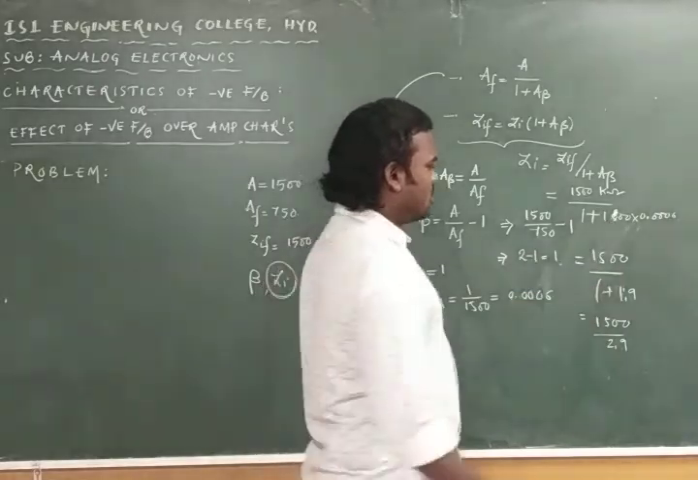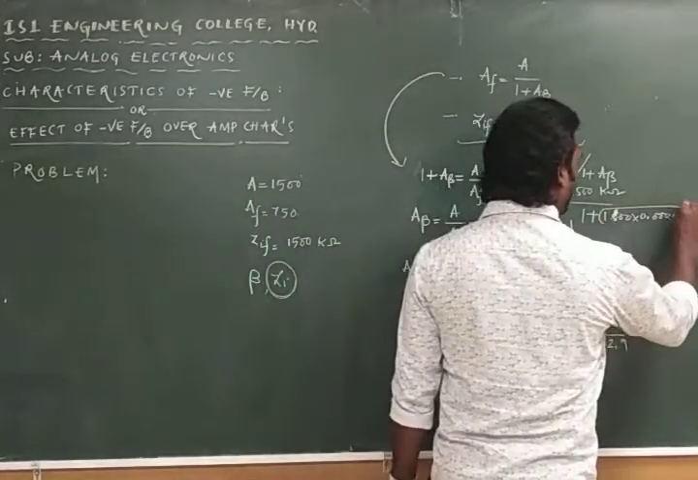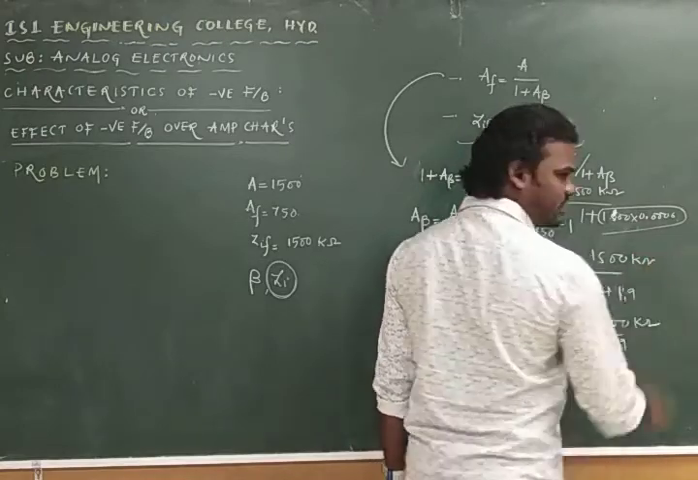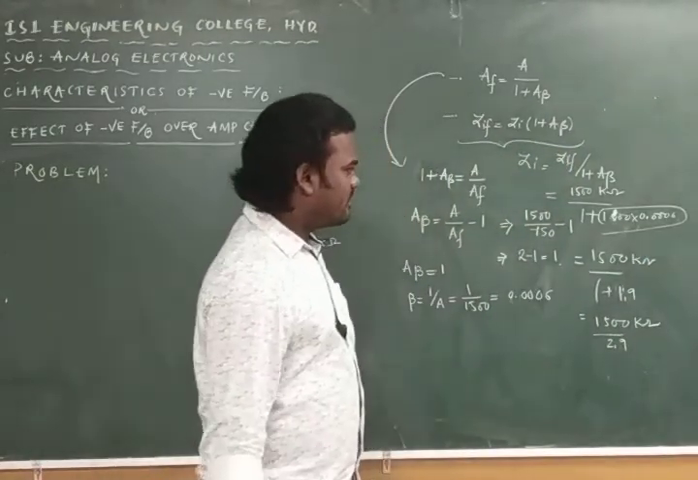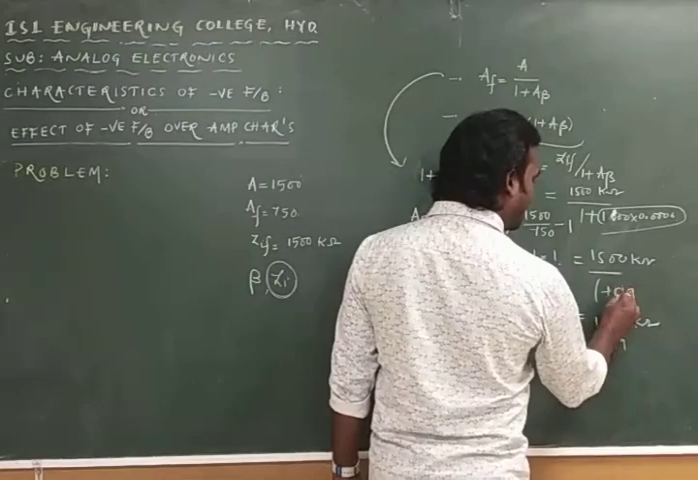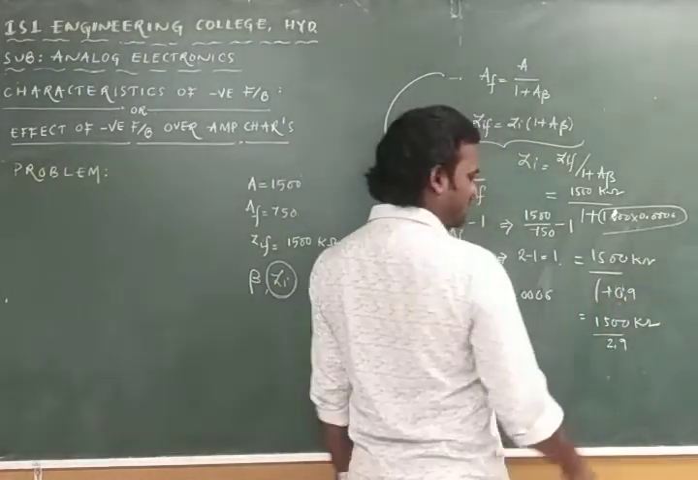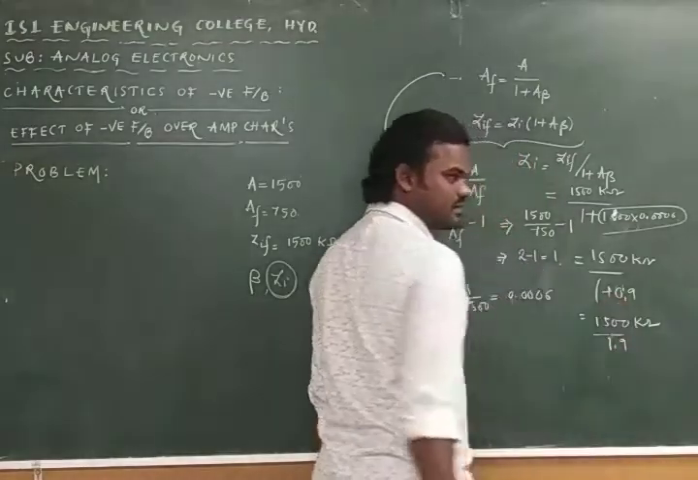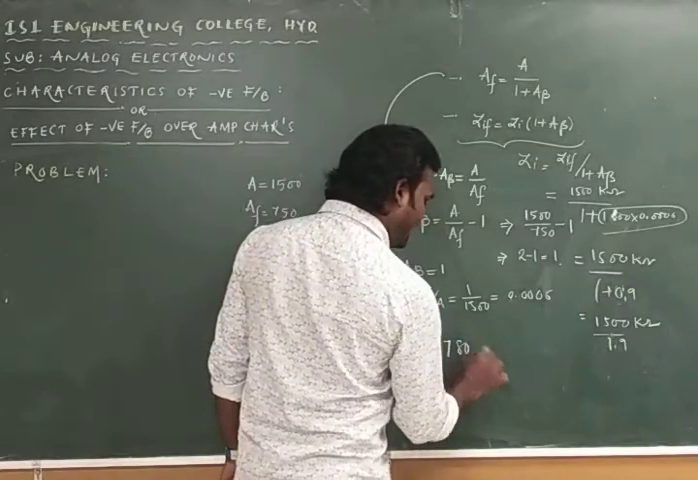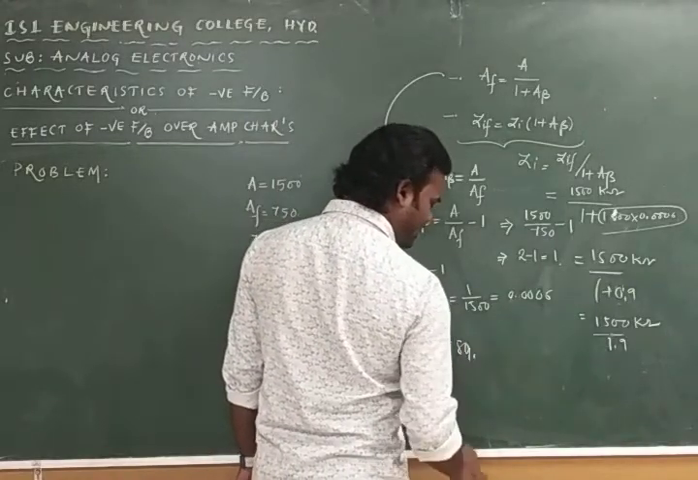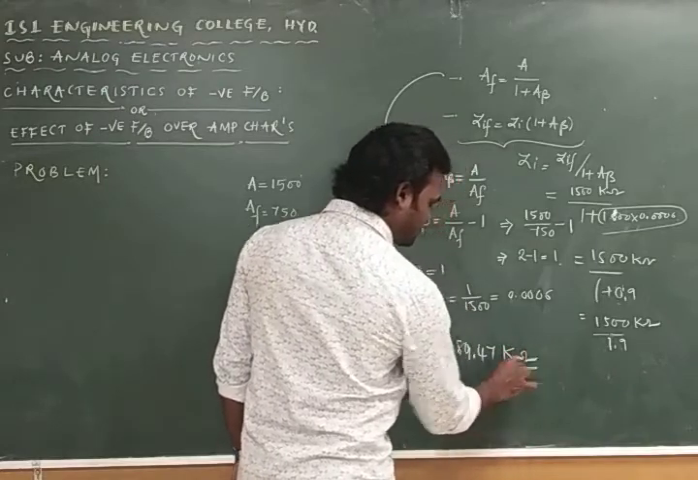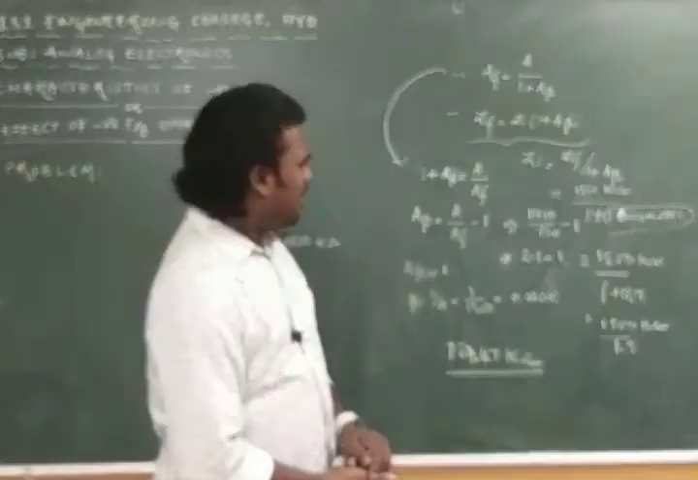This will be, then I am writing directly kilo ohms only. I am not converting that into anything. Sir, that one is 0.9. Which one? Yes, 1.9 is 0.9. Divide. Now it is 1.9. Answer is 789.47 kilo ohms.